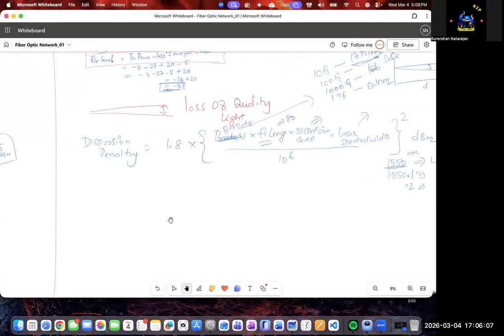Okay, and finally, the last parameter is optical return loss. It is part of the loss.